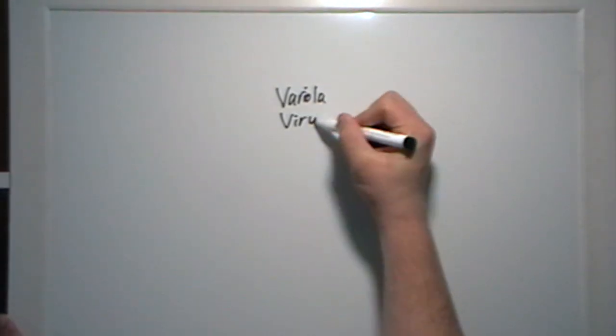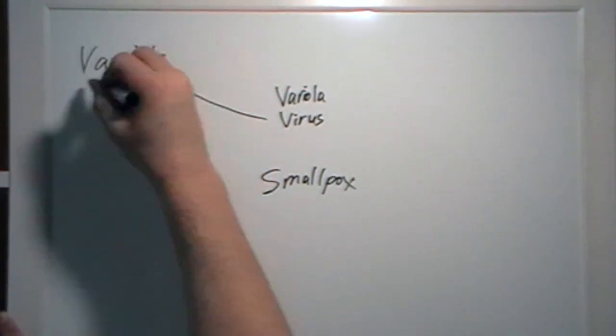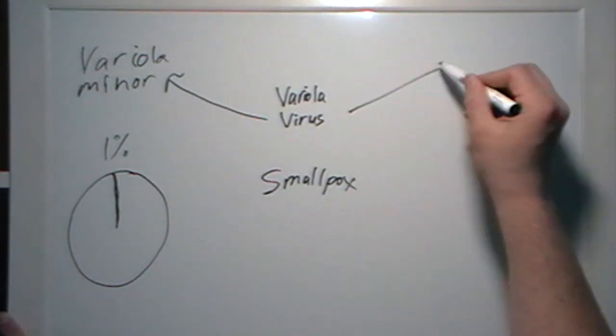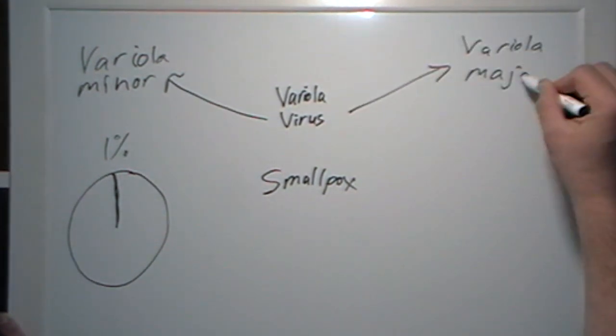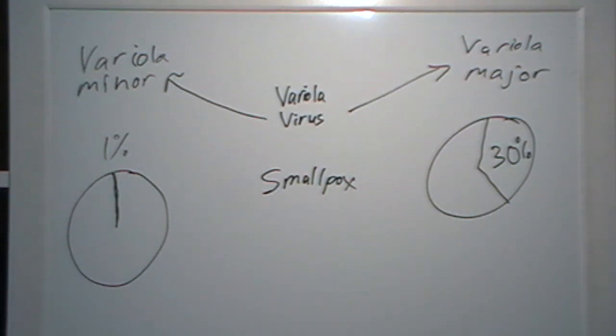Variola, more commonly known as smallpox, consists of two variants of the virus, variola major and variola minor. Variola minor is the less deadly form of smallpox, killing around 1% of its victims, whereas variola major has a much more devastating effect, killing 30% of its victims.